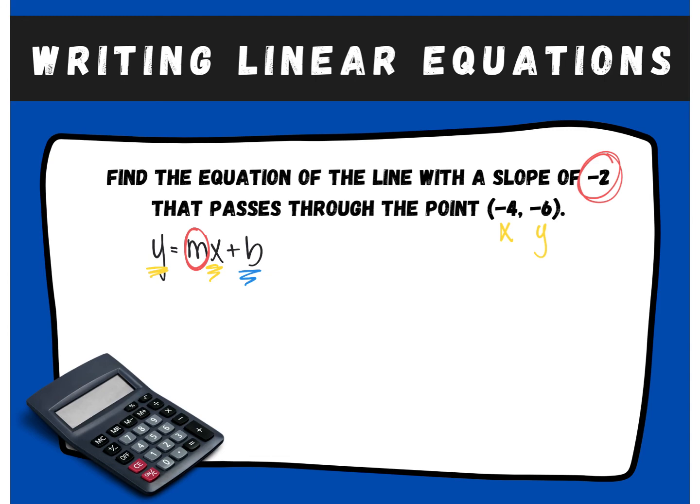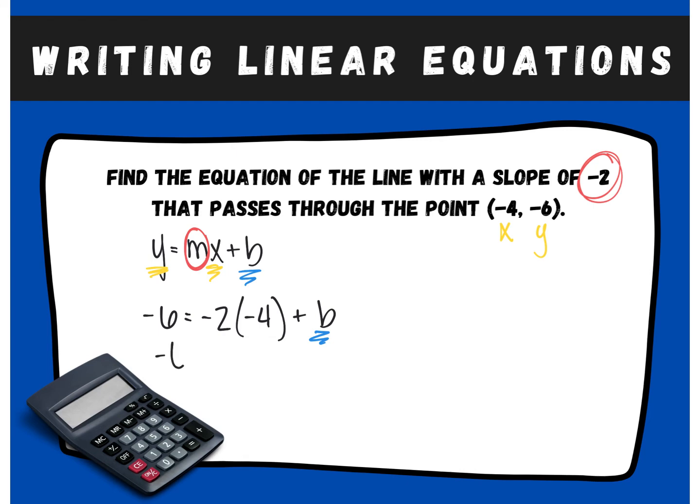So my y is negative 6, my m, slope, is negative 2. I'm going to use parentheses for my x. That's because m and x need to be multiplied. Otherwise, it's going to look like negative 2 minus 4. B is going to stay a variable. That's the thing I don't know yet. I'll even underline that just to help us see that's what we're trying to identify.